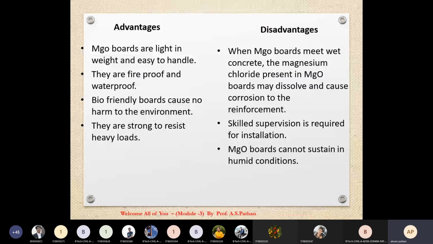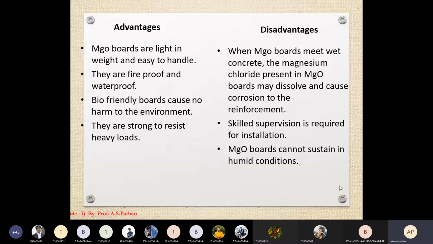Then it also has advantages and disadvantages. MgO boards are light in weight and easy to handle. They are fireproof and waterproof also. Bio-friendly, the board causes no harm to the environment. They are strong enough to resist heavy loads. When the magnesium formwork, that is the MgO board, meets the concrete, the magnesium chloride present in the MgO board may dissolve and cause corrosion to the reinforcement. So this is one of the disadvantages.